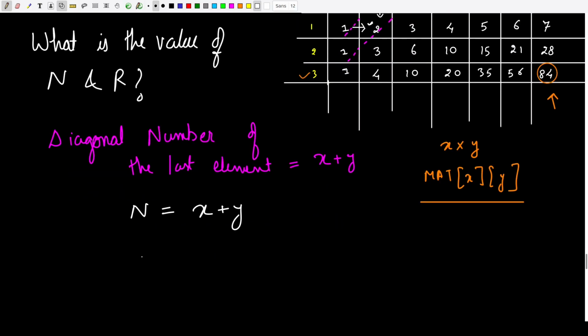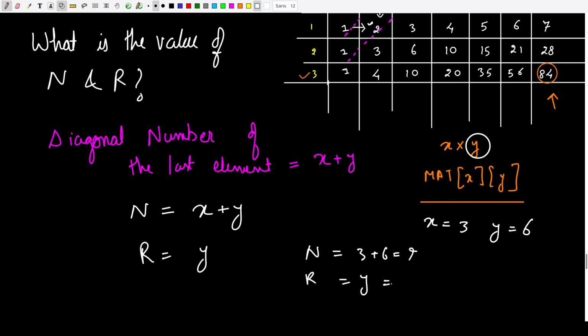Now what should be the value of r? Well, which value are we trying to fetch? The value which we are trying to fetch is the last value. So if x by y is the dimension, then the last value will be given by y. So the value of r is equal to y. For instance, in this particular case, the value of x is 3, the value of y is 6. So the value of n will be equal to 3 plus 6, which is 9, and the value of r will be equal to y, which is 6.